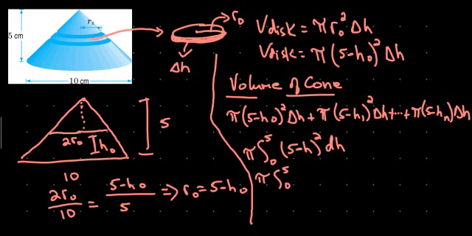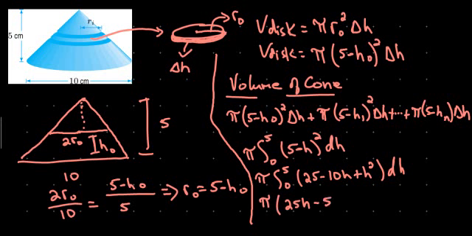From 0 to 5, we get 25 minus 10h plus h squared dh. And this is going to be pi times 25h minus 5h squared plus h cubed over 3, running from 0 to 5.